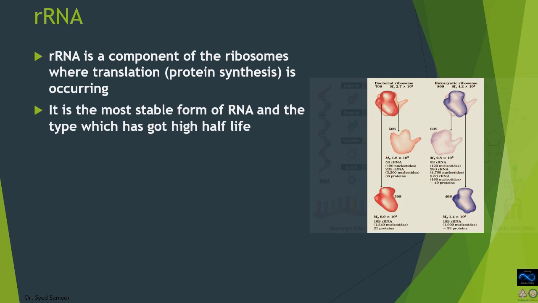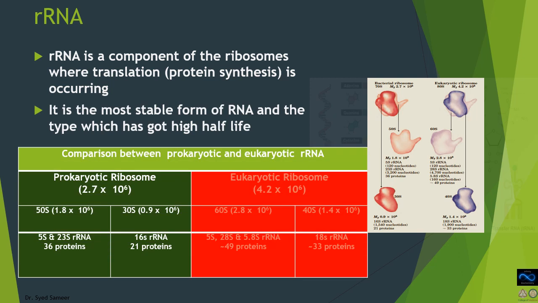It is stable and has the highest half-life, and in comparison between the prokaryotes and eukaryotes, you will see the complexity and the availability of more proteins in the eukaryotes than the prokaryotes. If you take the prokaryotic structure of the ribosome into consideration, you will see that the molecular weight is almost half that of the eukaryotes, and it is also made up of 2 different subunits. One is called the 50S, the large subunit, and the other is the small subunit, 30S. Together they make the 70S ribosome in the prokaryotes.